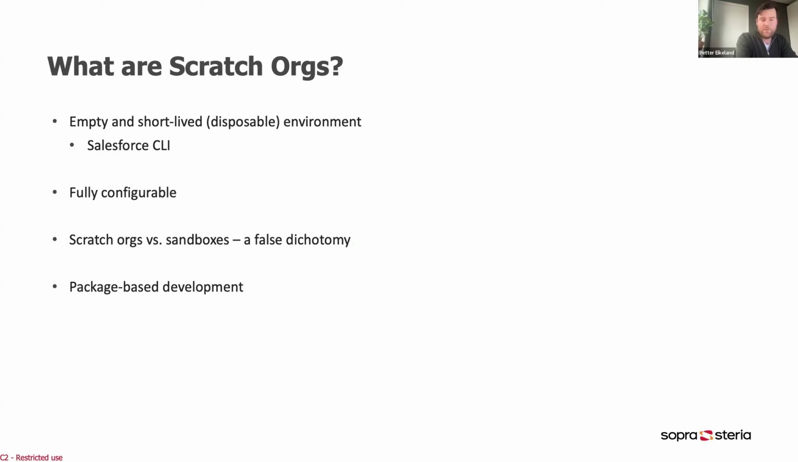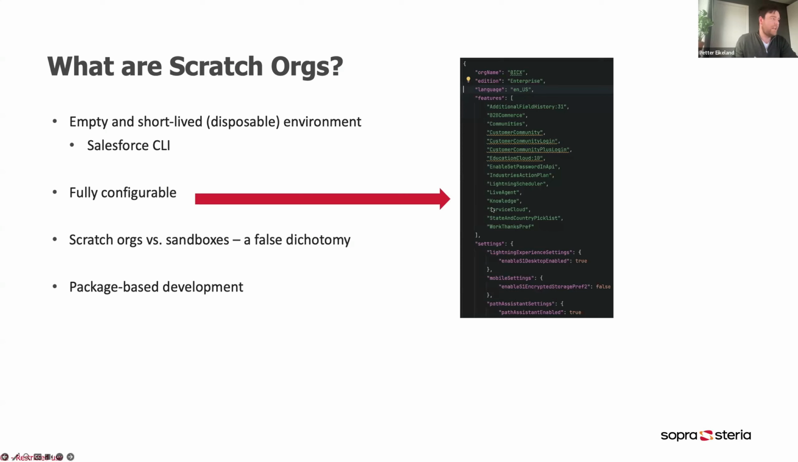And at the heart of all of this is the Salesforce CLI. Scratch Orgs are fully configurable, same as sandboxes, and you can enable almost any feature or setting as specified by a JSON file. So there shouldn't be any major discrepancies in feature parity between Scratch Orgs and sandboxes.